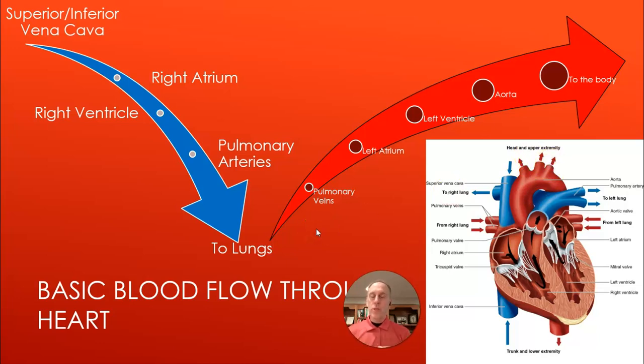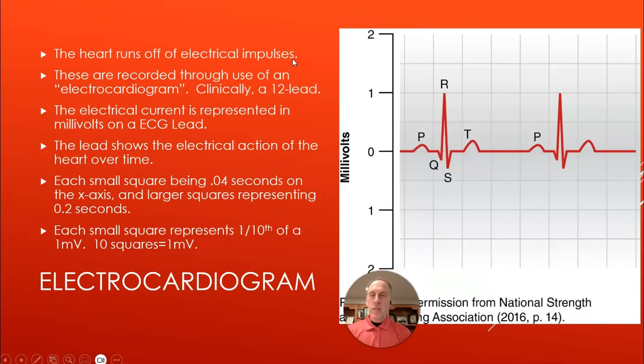So that's a real rudimentary look at how blood comes down and into the lungs, goes out of the lungs back to the heart, and then services the rest of the body. And that's a constant blue line, red line process that happens thousands of times a day.